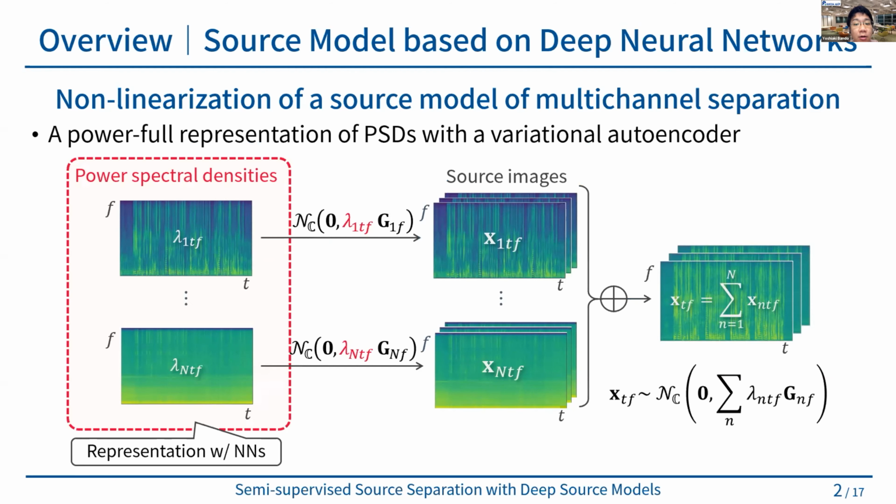So this talk focuses on a source model of statistical multi-channel source separation. As the other presenters introduced, the recent source separation methods consist of source and spatial models. In these presentations, the source model is formulated by a linear model based on non-negative matrix factorization, NMF. In this presentation, we extend this source model to a nonlinear model based on a variational autoencoder, which has a high capability of representing complex source spectra.